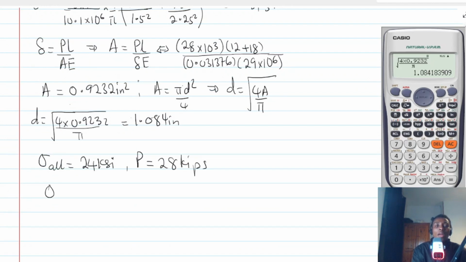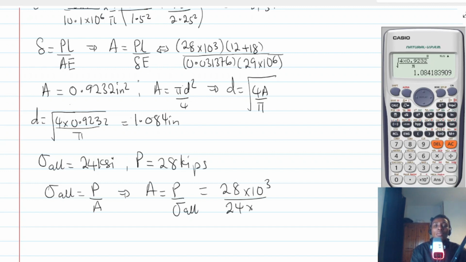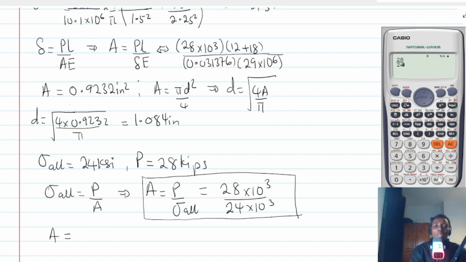Since we know the allowable stress, the stress is load divided by area, so the area will be the load over the allowable stress, which is 28 times 10 to the power 3 divided by 24 times 10 to the power 3. This area will be the required area, which will give us the required diameter, because that is what satisfies the condition given. So 28 divided by 24 gives us 1.17.